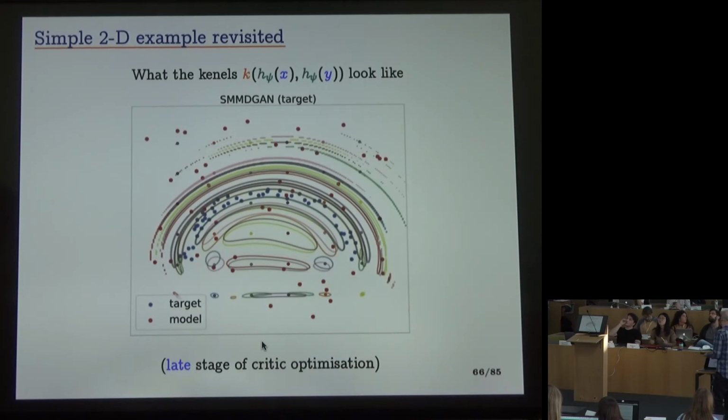Yeah, these are what the kernels look like in the late stages. So you can see that in the late stages of the optimization, the kernels are conforming even more to the target distribution. They're not massively overfitted like we saw when we just maximized MMD without a regularizer, but they're still a little bit more concentrated around the target, which is what you want in the late stages of the optimization.